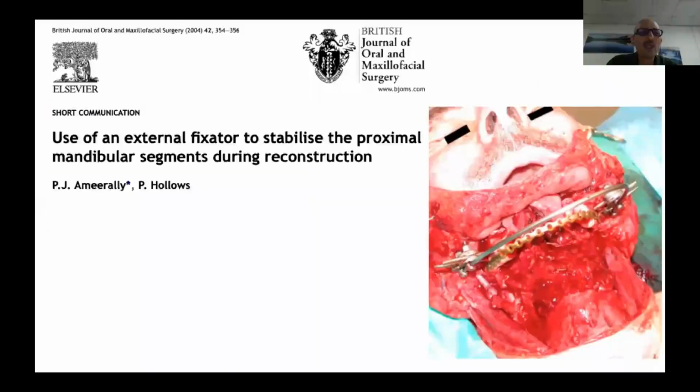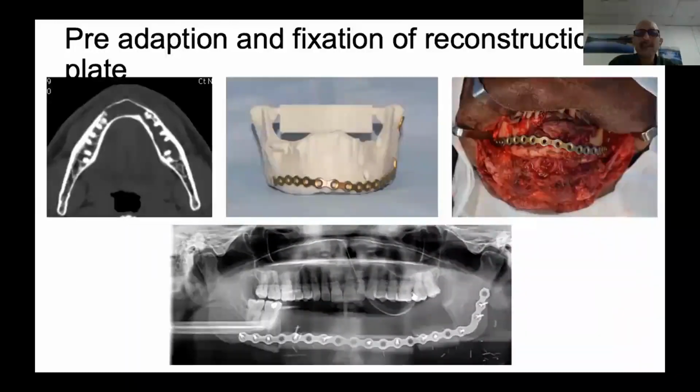So then the third problem is when we have a major resection from ramus to ramus, from angle of the mandible to angle of mandible, there are ways of fixating the mandible with the external fixators to stabilize the segment and to achieve a proper plating. And this is the kind of pre-adaptation and fixation of the reconstruction plate, which is done before, and then the implants are fixed.